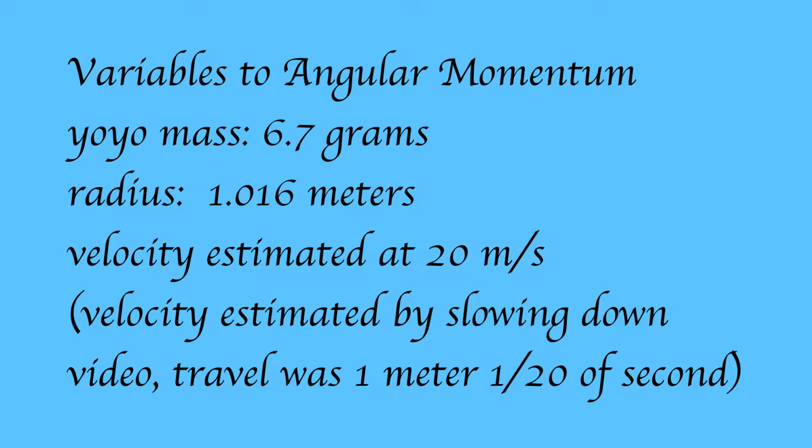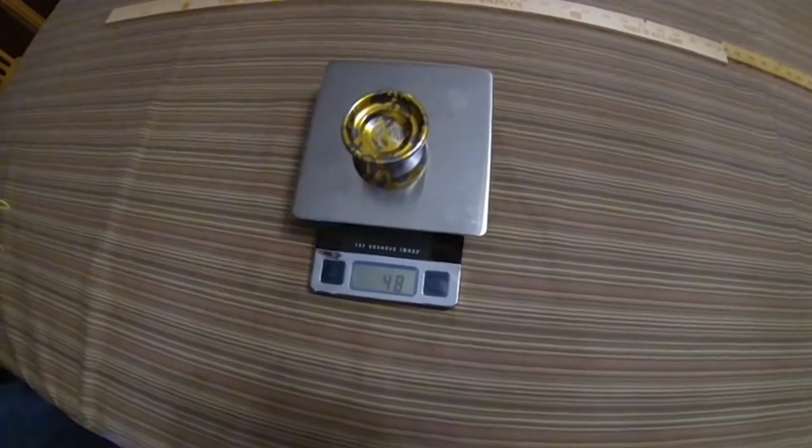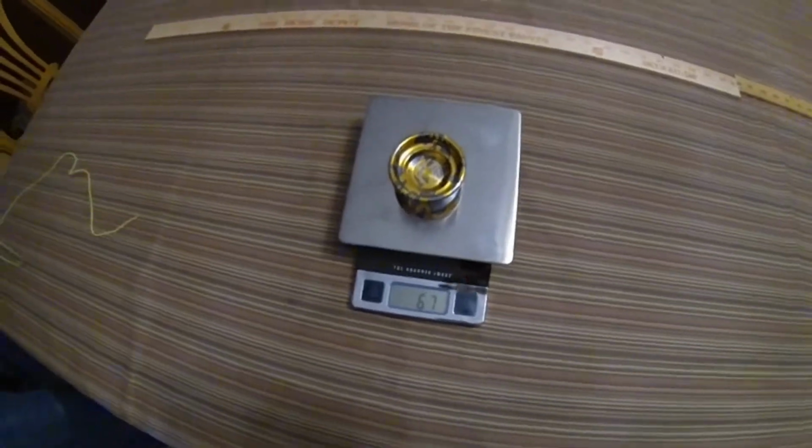In order to calculate the angular momentum of the yo-yo tricks, we have to measure the mass of the yo-yo, the radius of the string, and the velocity of the throw. The yo-yo's mass is 6.7 grams. The length of the string is 1.016 meters. This is the radius in the formula.